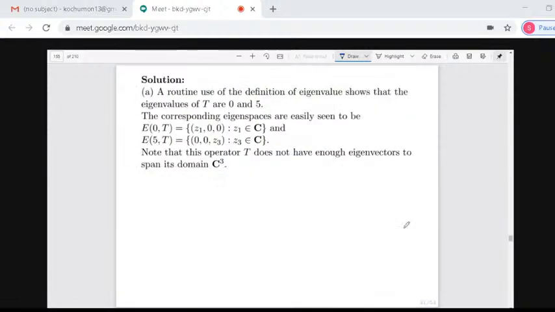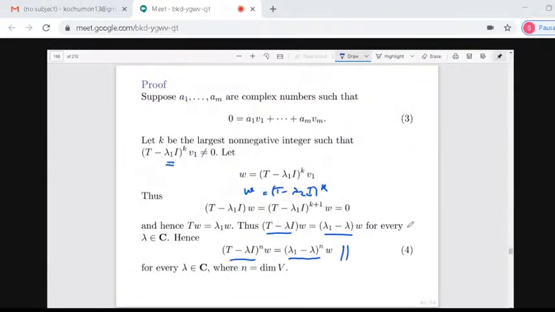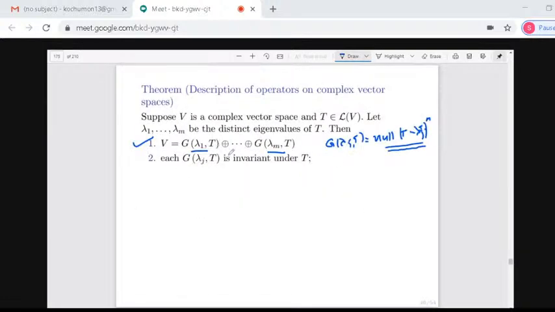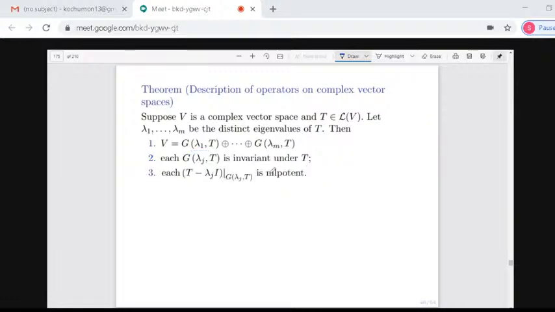If you have the generalized eigenspaces corresponding to the distinct eigenvalues, then you have V as a direct sum of the generalized eigenspaces. And furthermore, this is the previous theorem, which we have already proved: G lambda j T is invariant under T. And next, T minus lambda j restricted to G lambda j T is nilpotent. So both are the same.